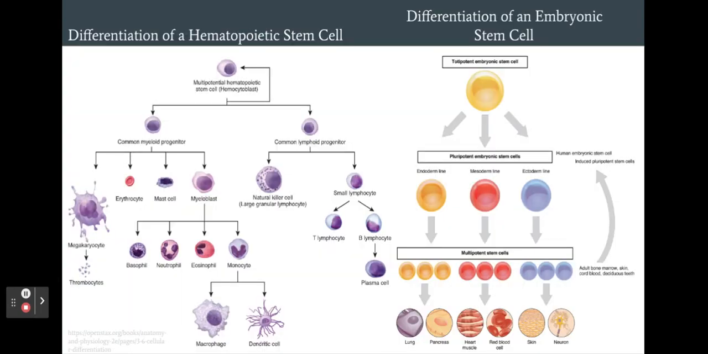Finally, this slide shows two examples of differentiation pathways. On the left, we see that a hematopoietic stem cell differentiates into the different blood cells and immune cells. On the right, we see that a totipotent embryonic stem cell differentiates into cells that will form the endoderm, mesoderm, and ectoderm structures. These cells further differentiate into specialized cell types, as shown here at the bottom of the image.